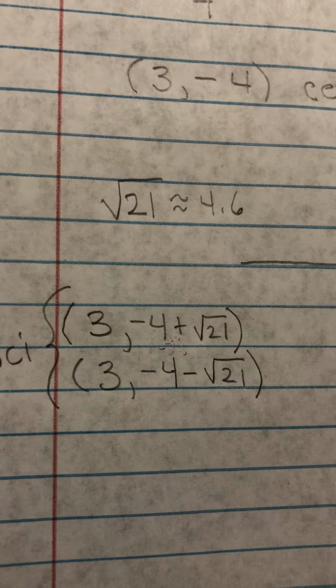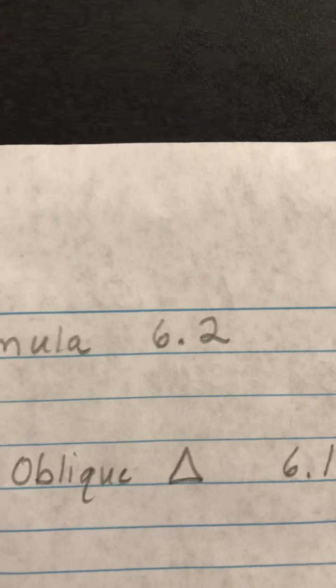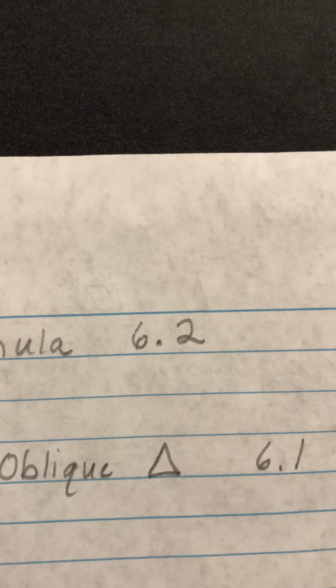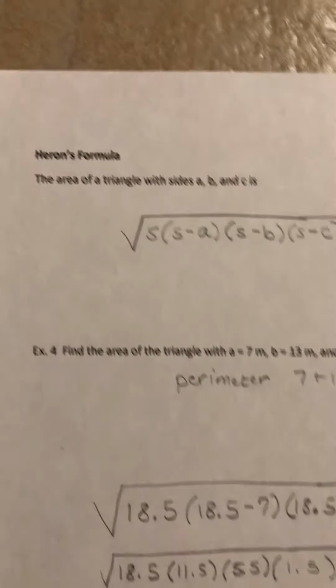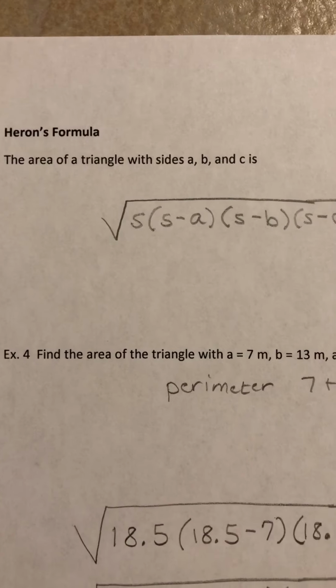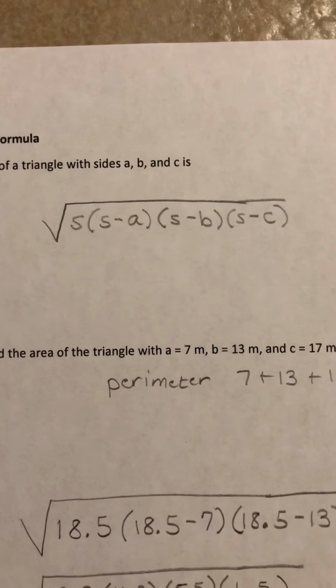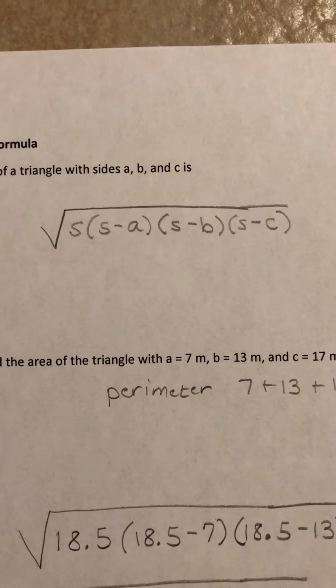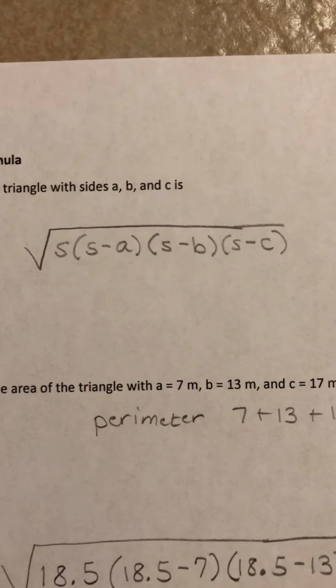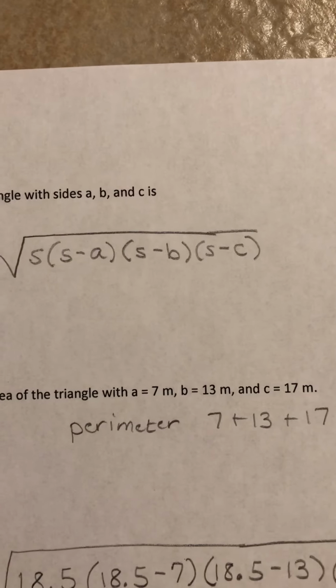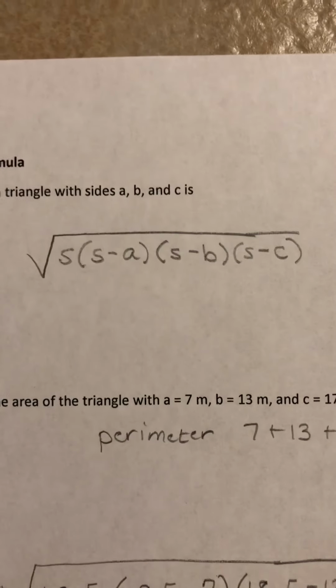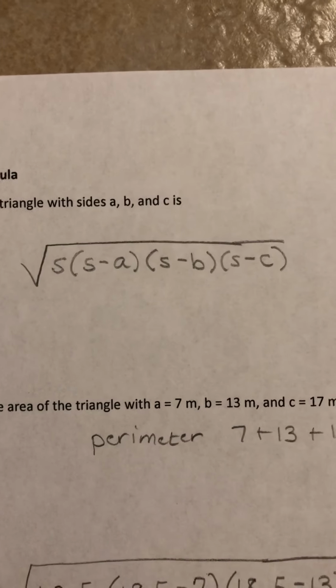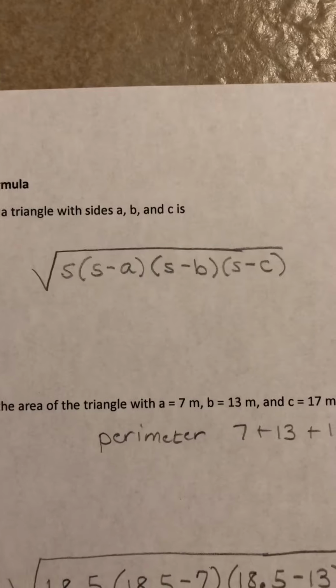Problem number 11 on the quiz is going to use Heron's formula, which was covered in the video for lesson 6.2. So just a quick review, because you can watch that video again. Heron's formula is when you want to find the area of the triangle and you know its sides and you don't know any of the angles. So there is the formula. A, B, and C are the 3 sides that are given, and S is called the semi-perimeter. It's basically take the perimeter and divide by 2.